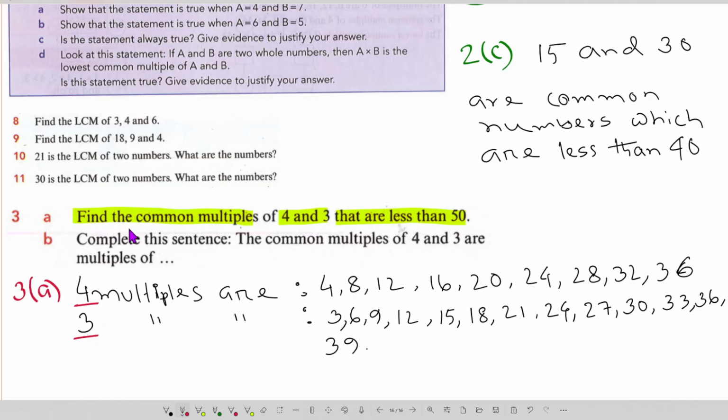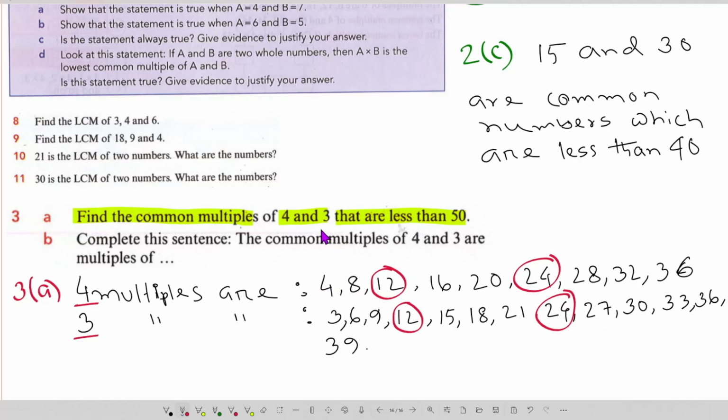So find out the common multiples. So which one is common? Look, this 12 is common, right? 12. Then 24 also common. Here is 24 and here is also 24. Then what is the common?